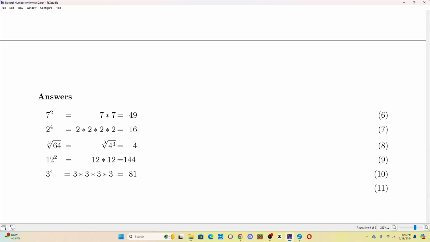And here are the answers. The only problem that requires any discussion is the cube root of 64. 64 is equal to 4 cubed, and the cube root is the inverse of cubing. So the cube root of 4 cubed is just 4.